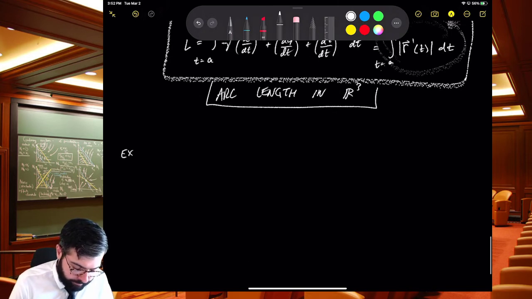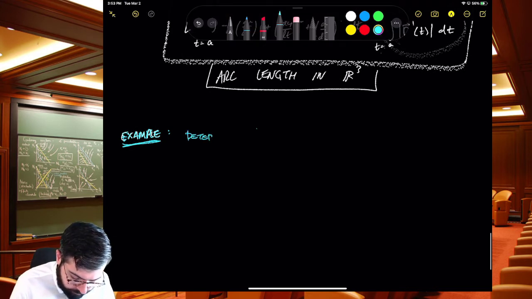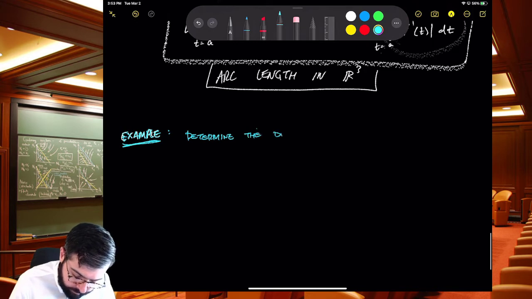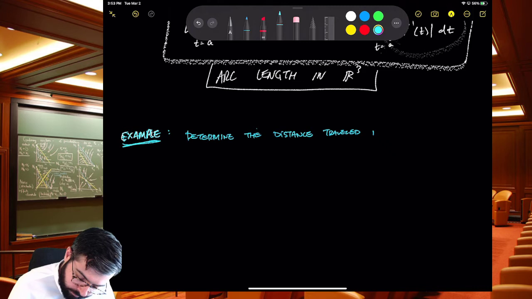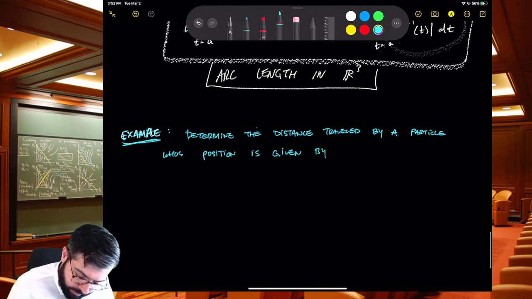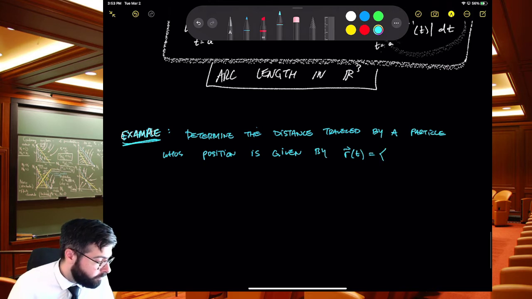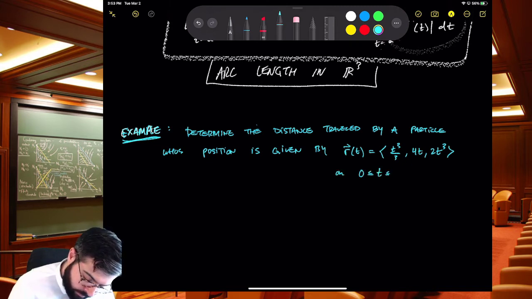All right, so let's do an example. Determine the distance traveled by a particle whose position is given by the vector function t cubed over 3, 4t, 2t cubed, on 0 to 2 seconds.